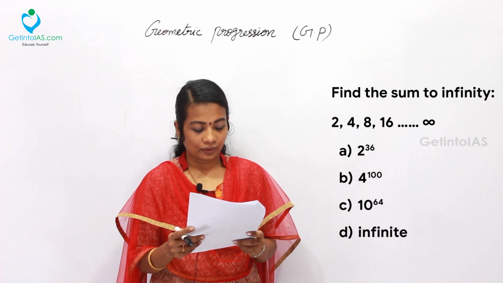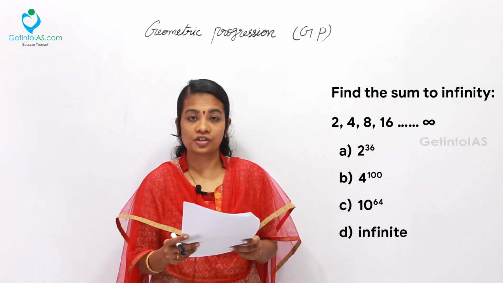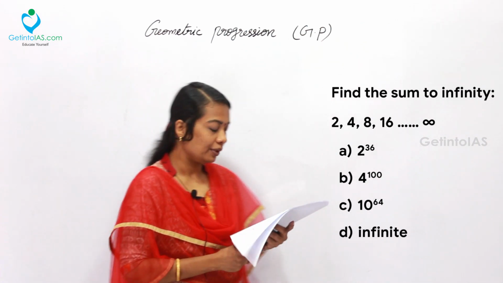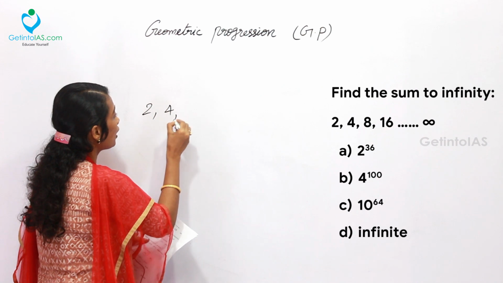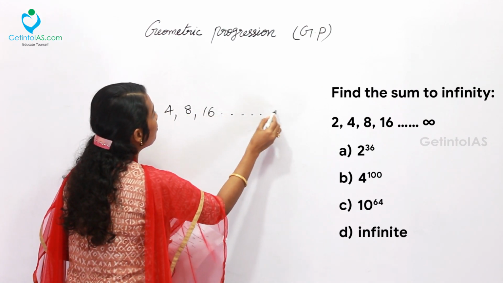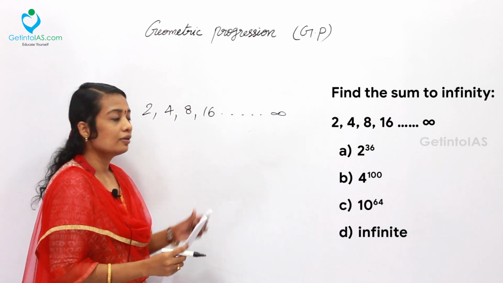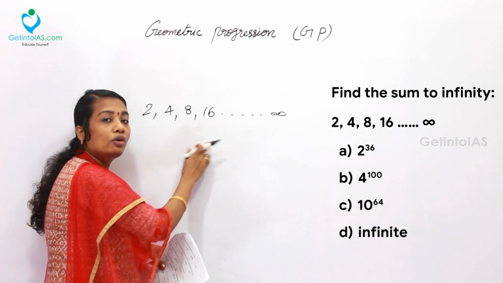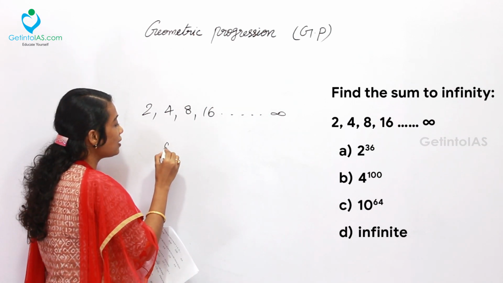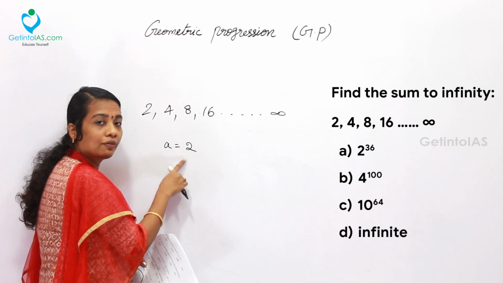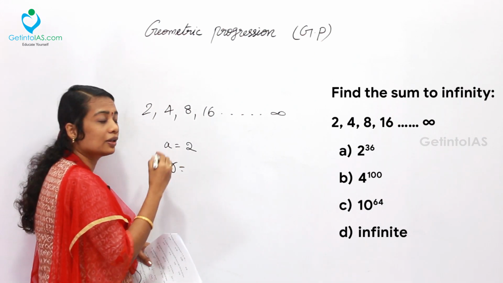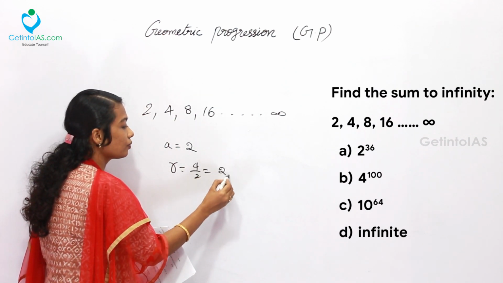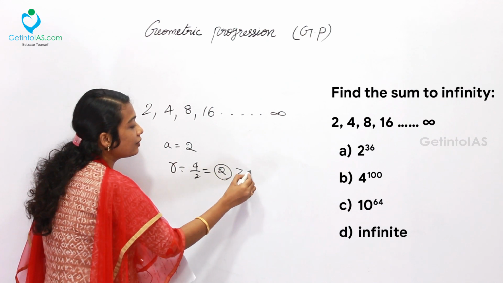The next question: find the sum to infinity where the series is in an increasing pattern. Say for example 2, 4, 8, 16 up to infinity. Can you find the summation of the series? No, never. Why? Because it is an increasing series. In an increasing series, whatever the value of a, r will be greater than 1. So here 4 divided by 2, r is 2. So r is greater than 1.